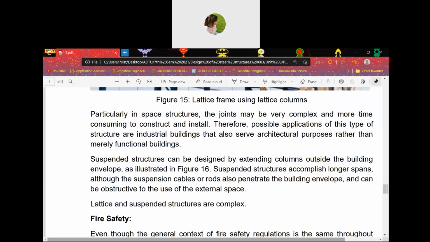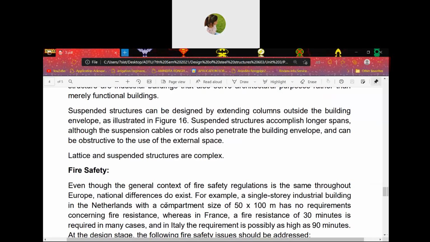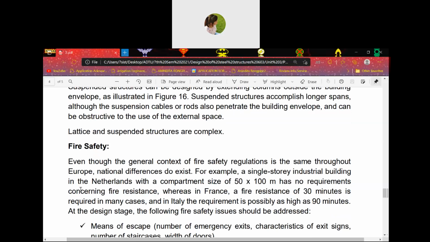Next, fire safety. Even though the general context of fire safety regulation is the same throughout Europe, national differences do exist in other countries. For example, a single-story industrial building in the Netherlands with a compartment size of 50 by 100 meters has no requirements concerning fire resistance, whereas in France a fire resistance of 30 minutes is required in many cases, and in Italy the requirement is possibly as high as 90 minutes.